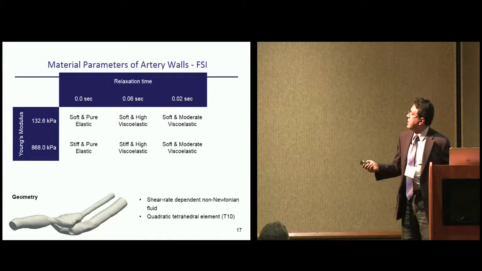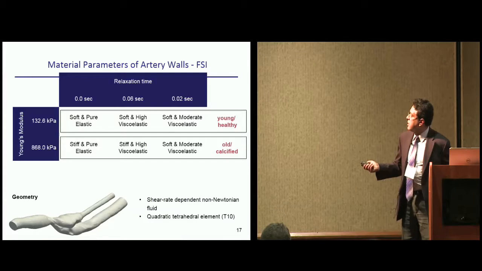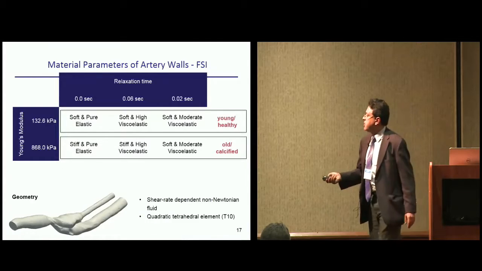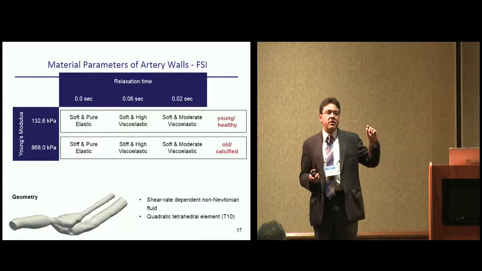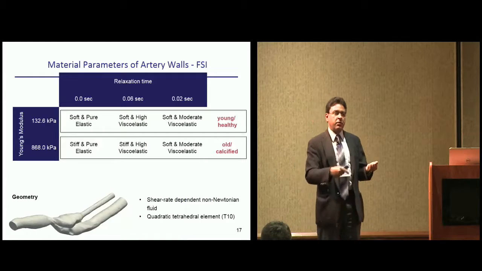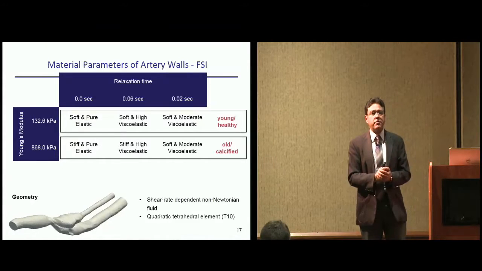We looked at different cases, young and healthy versus old and calcified. The geometry is kept the same, the flow properties are kept the same. Now the artery properties are varied. Young people have elastic systems. With age, you develop calcification, so arteries stiffen. This is a natural phenomenon. How can we bring it into our calculations?